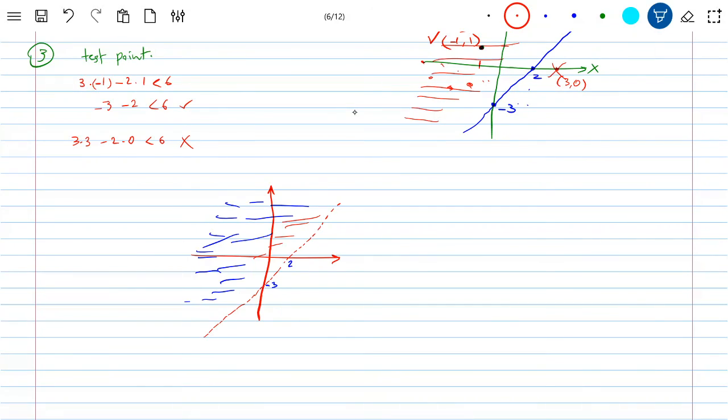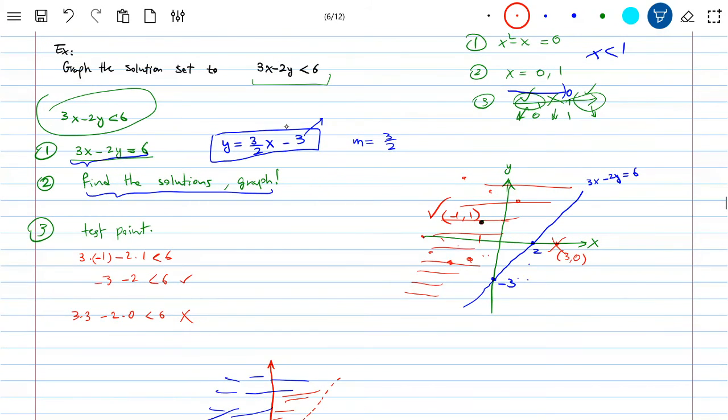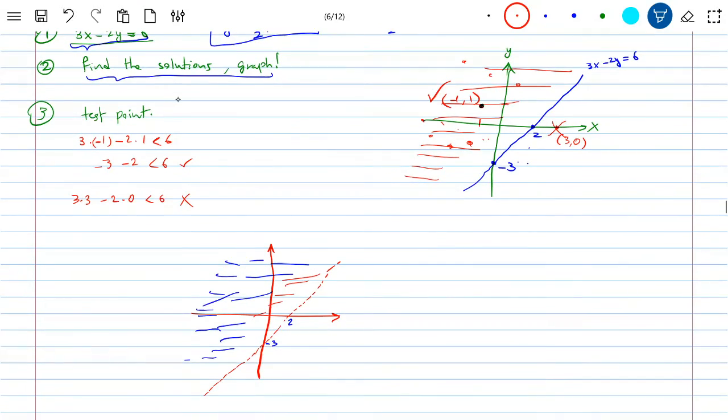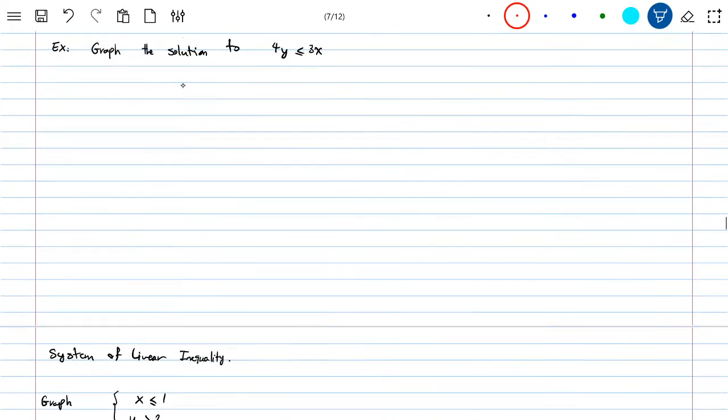If you had the equality option, that means the line would have been acceptable. Then I will draw a solid line. The line is a part of the solution. That's the only difference, between strictly less than and having the equality option as well. So here's one more example.